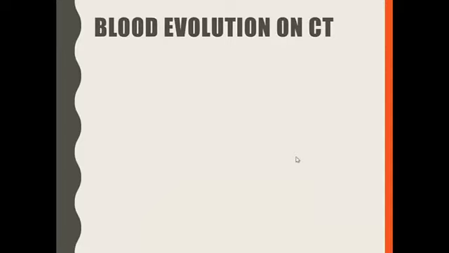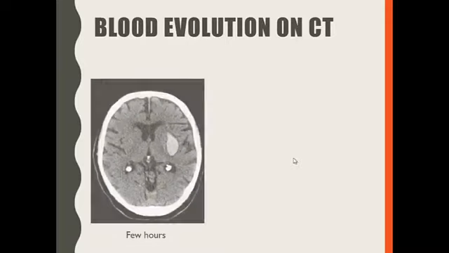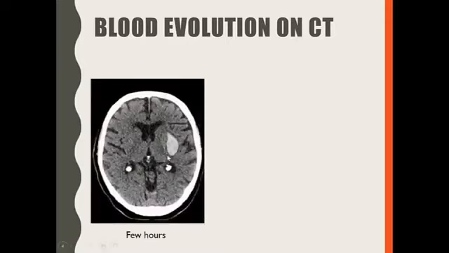So let's talk about blood evolution on CT and MRI. On CT, when the blood leaves the vessels and becomes accumulated within the tissue, it raises its density. Because of accumulation of the blood, mainly the heme proteins may increase the density of the tissue. And this occurs within a few hours.